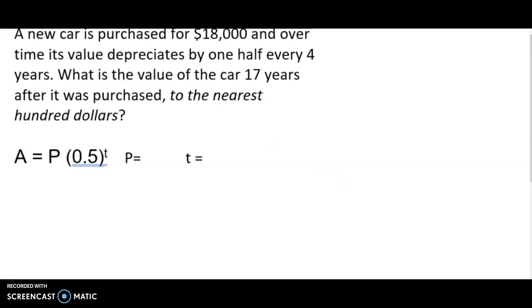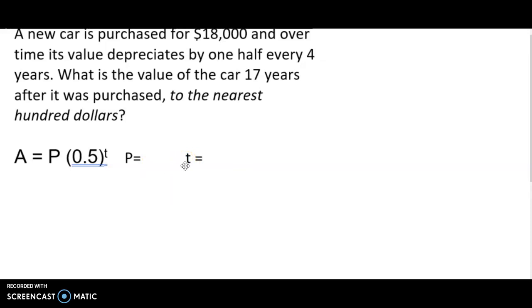So here's an example. A new car is purchased for $18,000, and over time it depreciates by 1/2 every 4 years. What is the value of the car 17 years after it was purchased to the nearest $100? Now, you've got two variables here, P for the principal and T for the time. Now, the time is going to be a fraction.